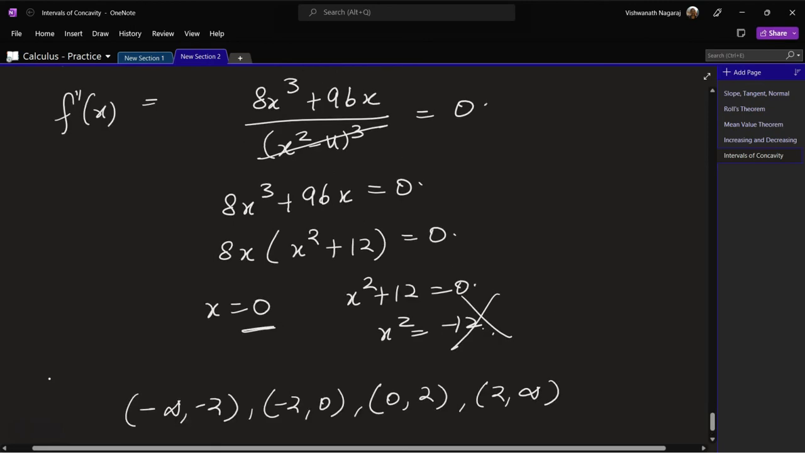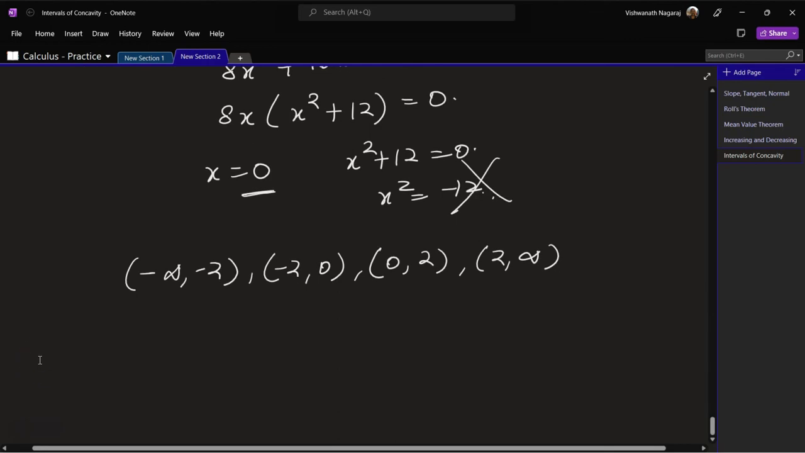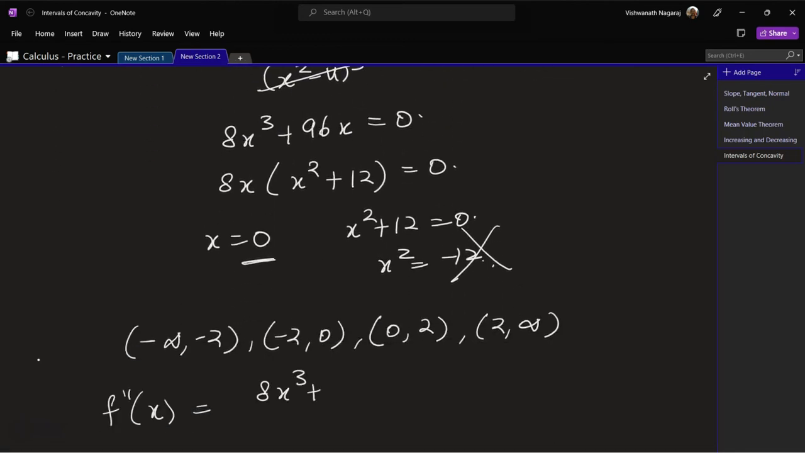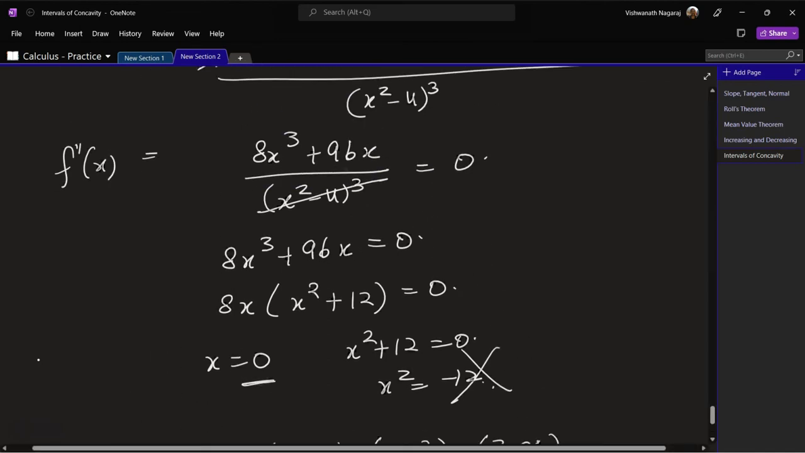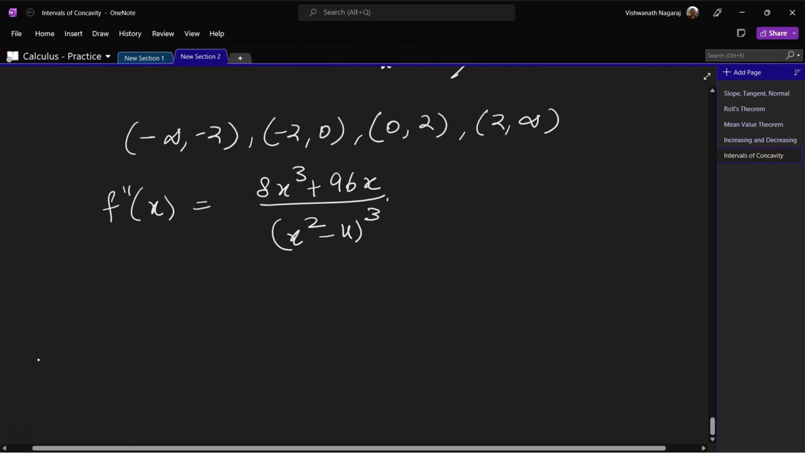Okay. Now we have to look at the concavity. So let's look at f double prime of some values. F double prime of x is equal to, let me write down that, 8x cube plus 96x divided by x square minus 4 cube. Again, remember, we don't have to really evaluate the entire thing.